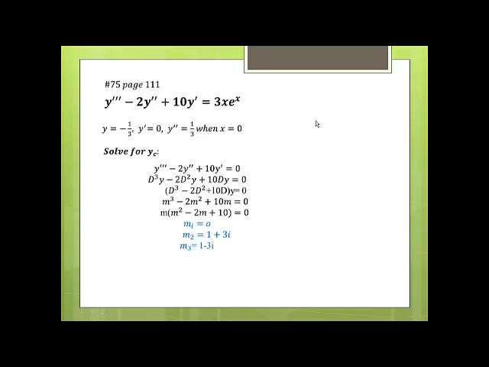So we will find the roots of m. We have m1 is equal to 0, m2 is equal to 1 plus 3i, m3 is equal to 1 minus 3i. This m2 and m3 is a case 3 type of roots. So our yc is c1 e raised to the power of 0, or c1, plus e raised to the power of 1 times x from here, then c2 cos 3x, it comes from here, then plus c3 sine 3x.